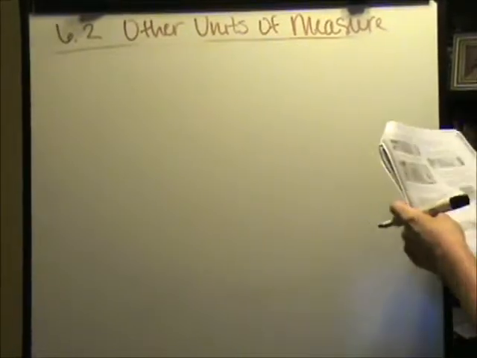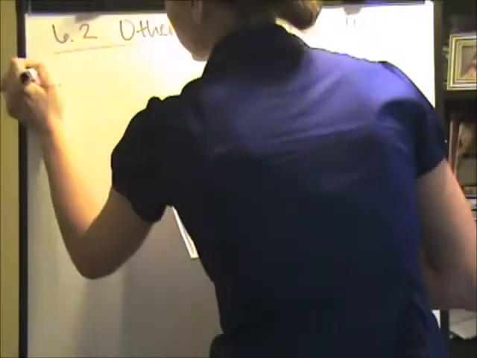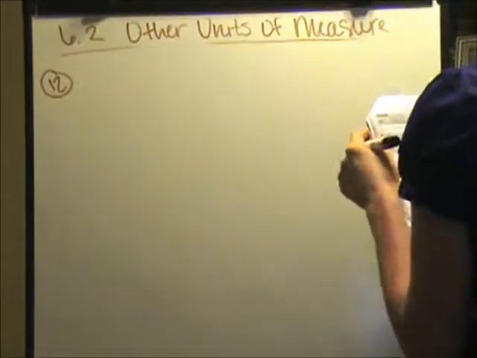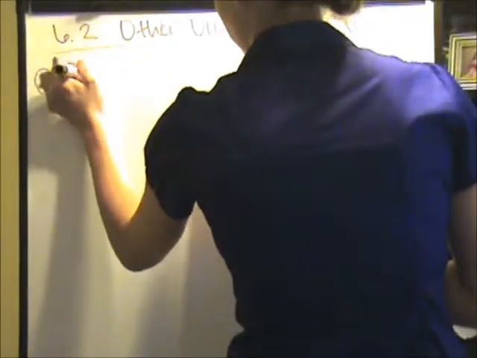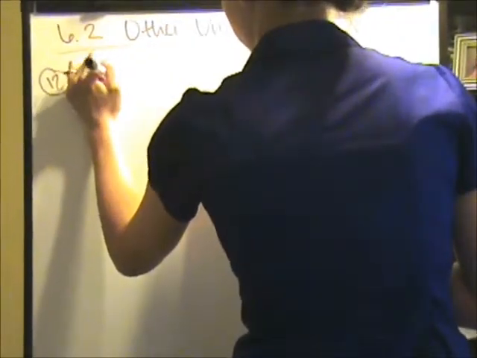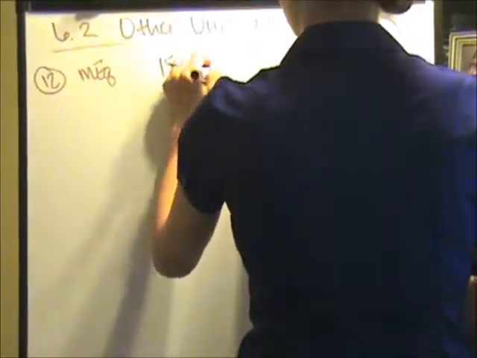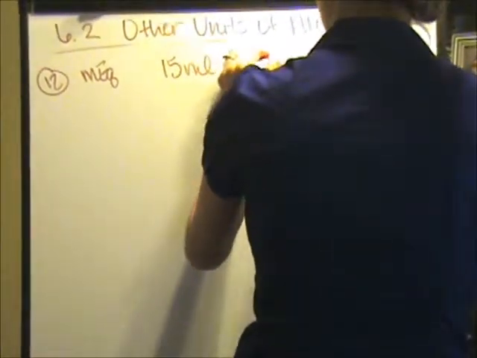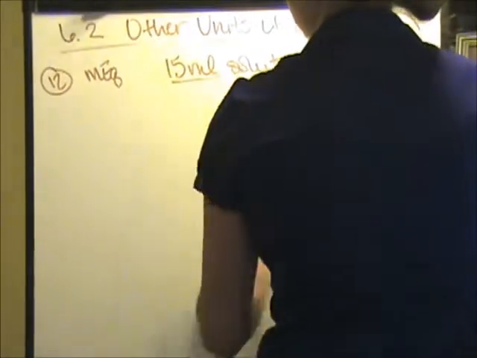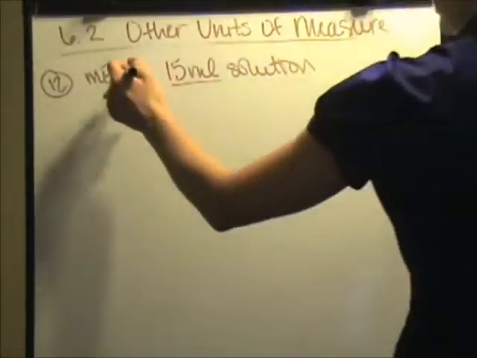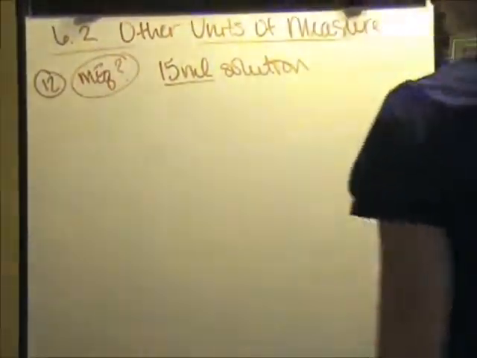Okay, let's do one more like this, when it's reversed. How many milliequivalents of potassium chloride are in 15 mLs of solution? Okay, so again, they're giving us the solution and the volume already. So what we need to find are the milliequivalents.